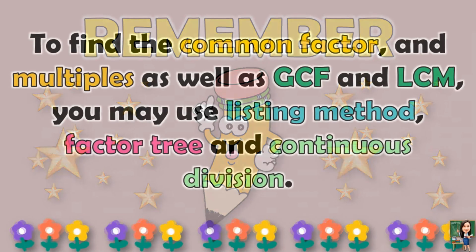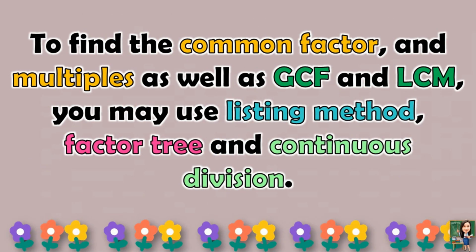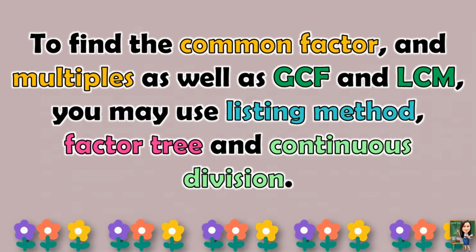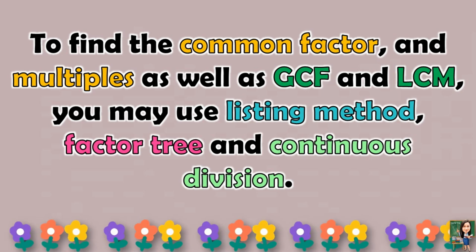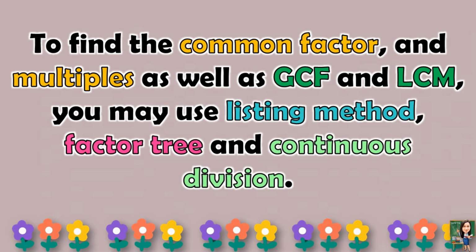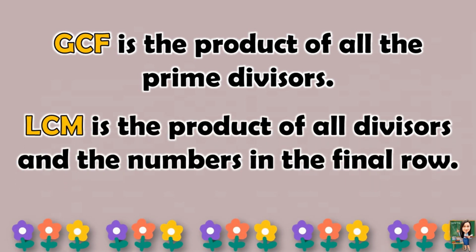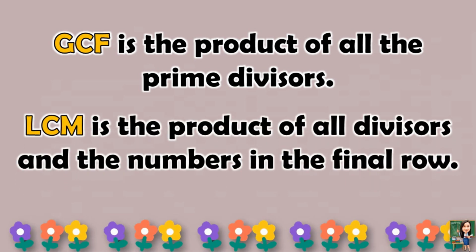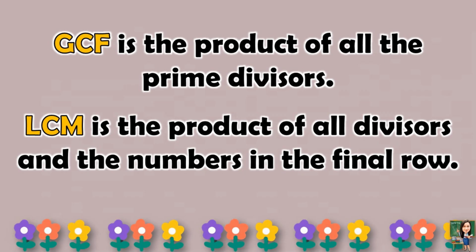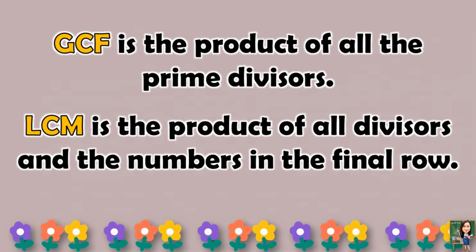Remember, to find the common factors and the multiples, as well as the GCF and LCM, you may use the listing method, factor tree, and continuous division. GCF is the product of all the prime divisors, while LCM is the product of all divisors and the numbers in the final row.